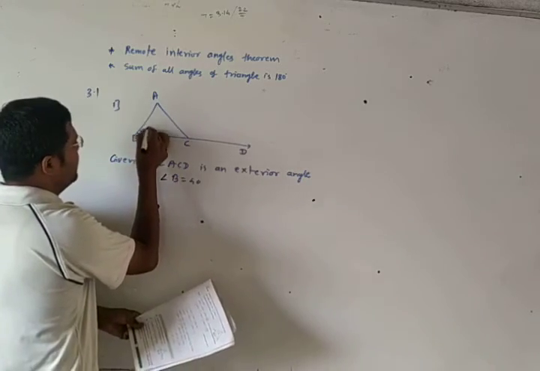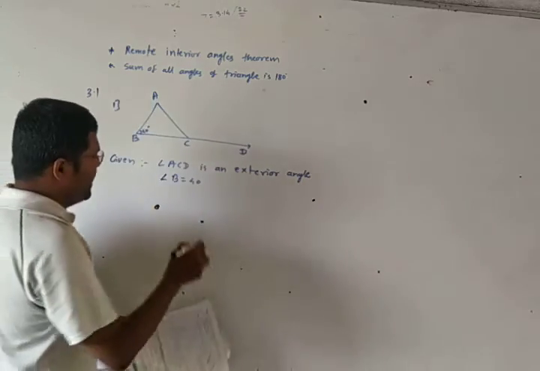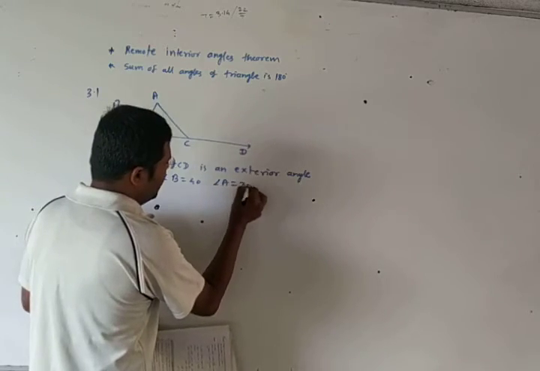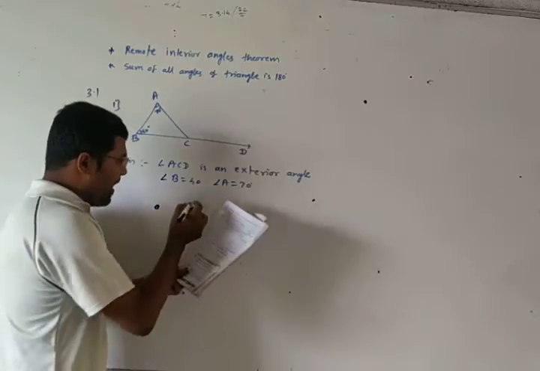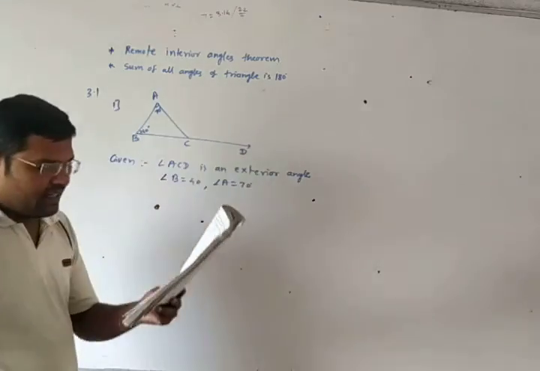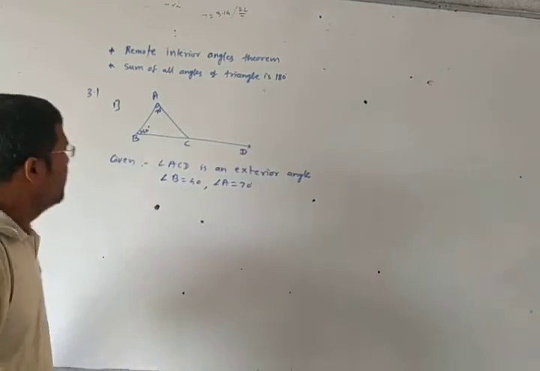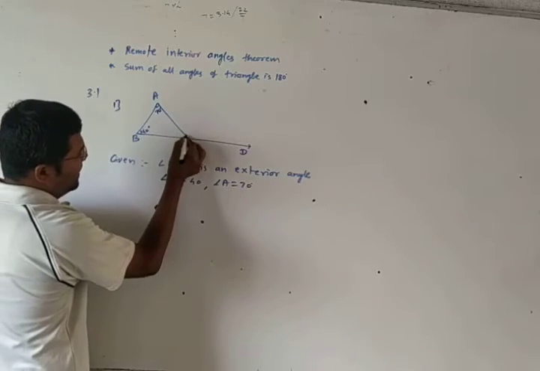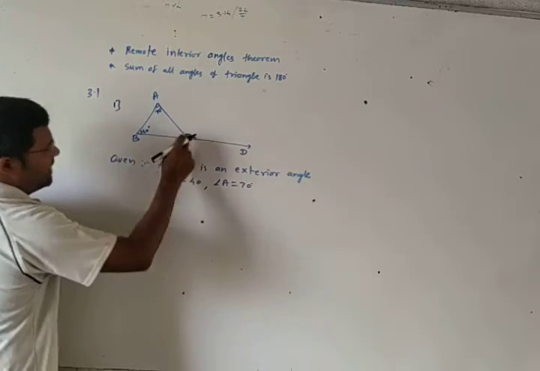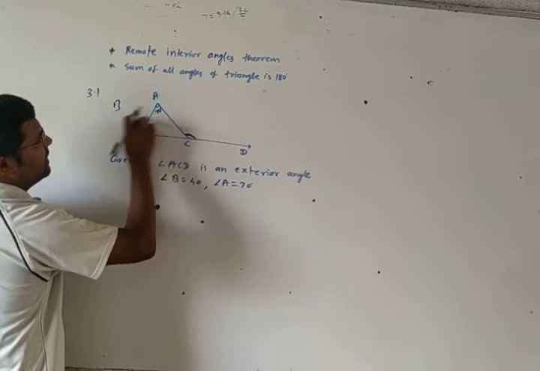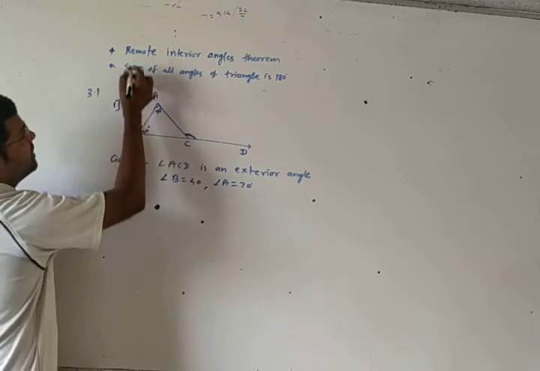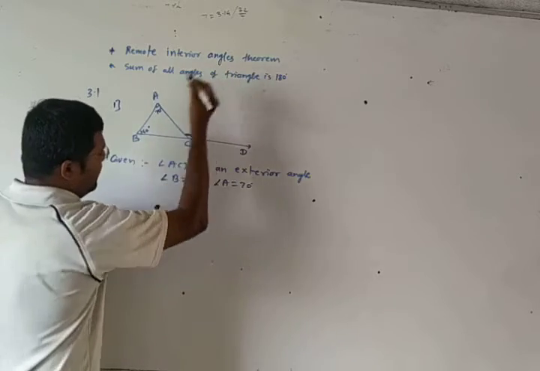So right here 40 degree, and angle A is equal to 70 degree, so right here 70 degree. Now find the measure of angle ACD. ACD is the exterior angle and angles B and A are remote interior angles. So we can use the remote interior angle theorem here.